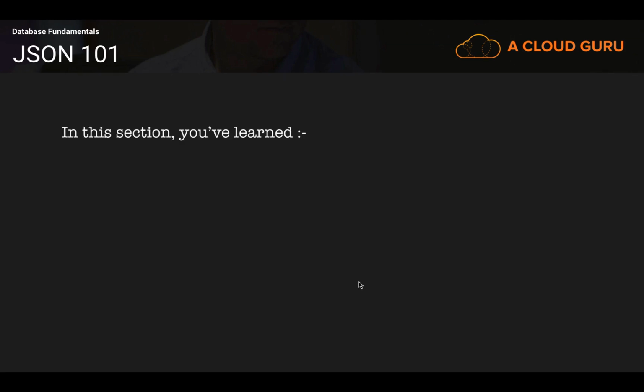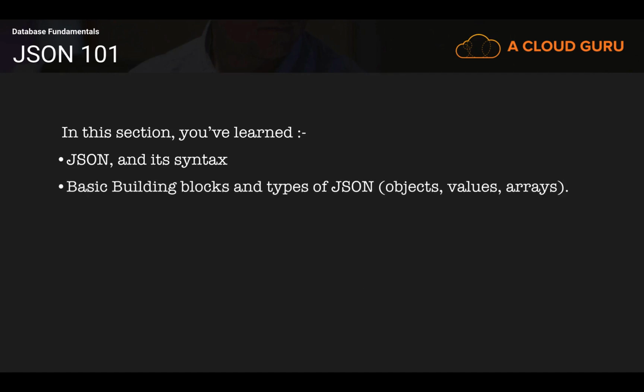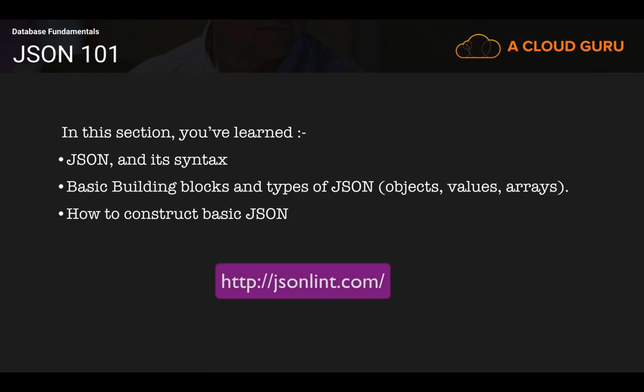So let's summarise. In this section, you've learned JSON and its basic syntax, the basic building blocks and types of JSON, so objects, values, arrays. I've introduced terms like schemas, name value pairs, key value pairs, just to try and remove some of the confusion. I've showed you how to construct basic JSON, and I suggest you go ahead and just play around, do a couple of examples, get comfortable with making basic valid JSON structure. And there are online examples of validity parsers for JSON structures, so you can try with a couple of those, and I'll put a link to one that I recommend on screen now, just so you can have a look.